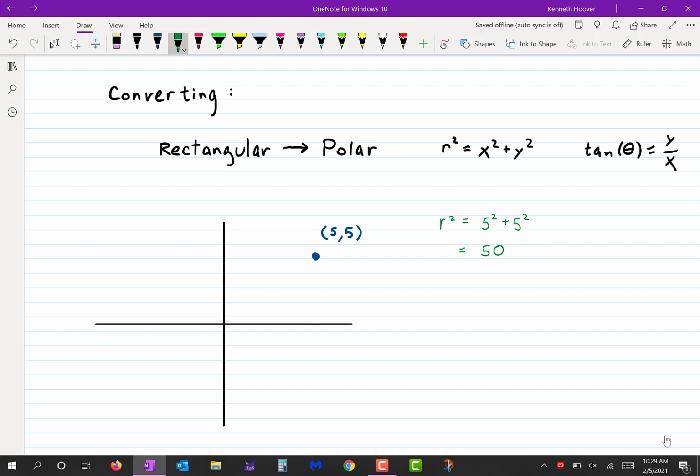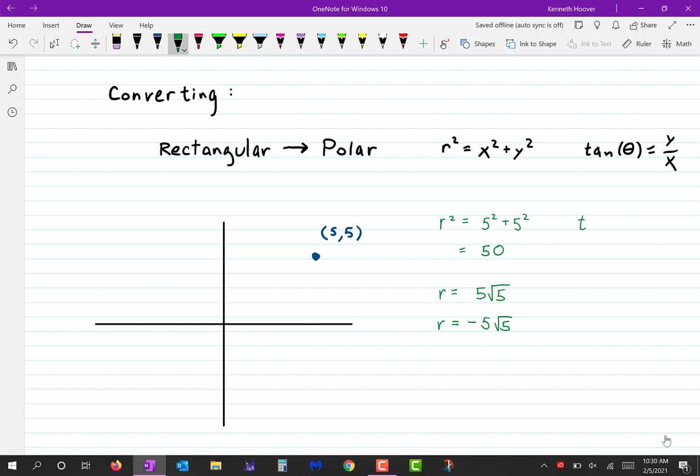So what are some possibilities? I can say r is the square root of 50. That would be 5 root 5. And one other possibility is I could also say r is negative 5 root 5, couldn't I? Because either way, then, r squared would equal 50. So either of those would work. Okay, I'm pointing out to you that there's two possibilities for r. Okay, now let's find theta.